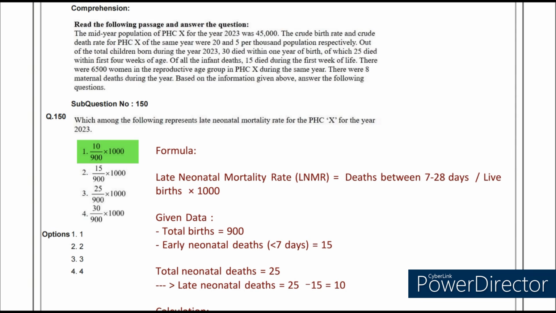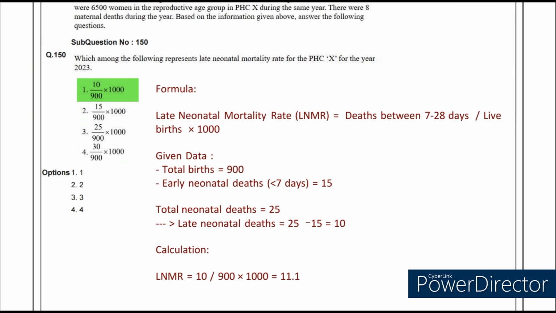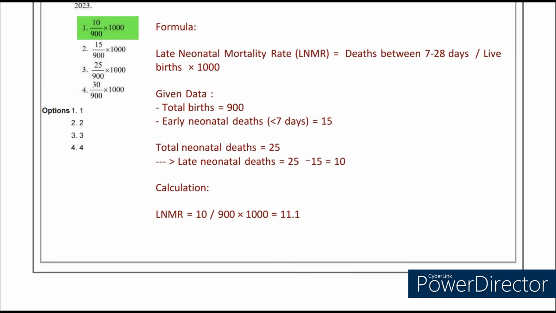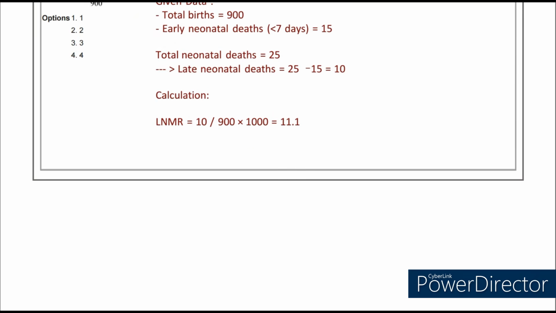So the number of deaths less than 7 days is equal to 15, and we know total neonatal deaths is 25. So if you subtract the early neonatal deaths from the total neonatal deaths, you will get the late neonatal deaths, that is 25 minus 15, which is equal to 10. So now we got the numerator, that is deaths between 7 and 28 days. So in the numerator it is 10, divided by the denominator, the number of live births, 900, multiplied by 1000. So the correct option should be 10 by 900 multiplied by 1000.